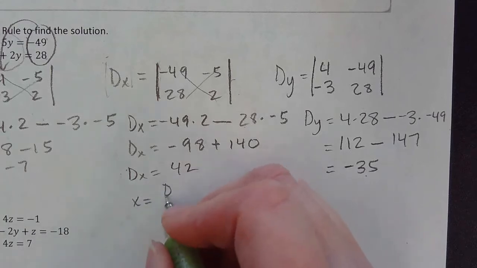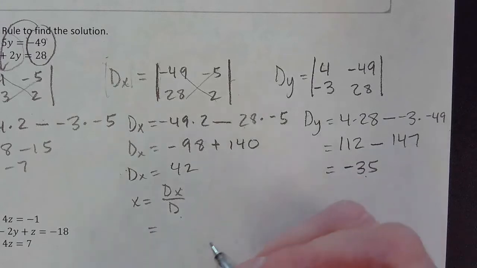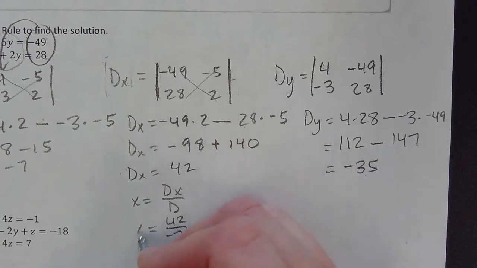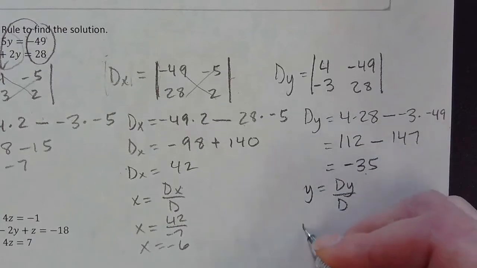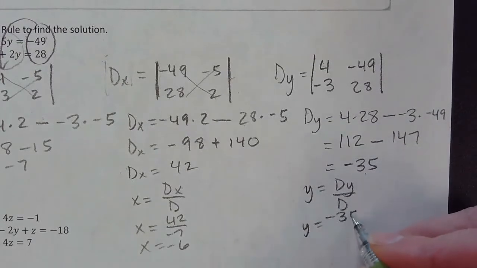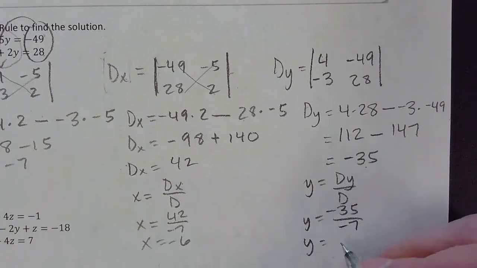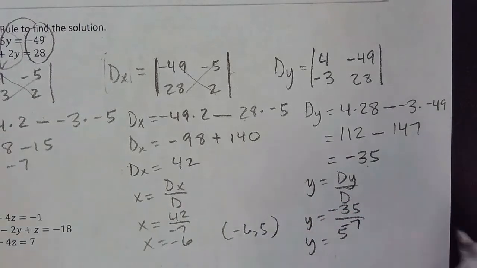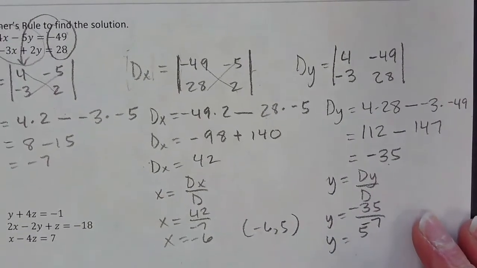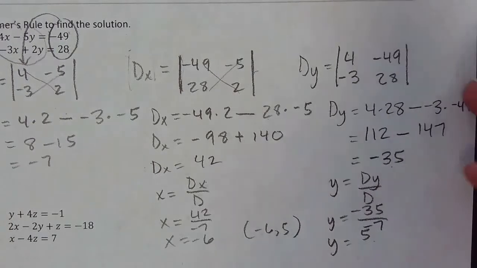So the way I get X is by doing dx over d, so my X determinant over just my original determinant. That's going to be 42 over negative 7, which is going to equal negative 6. And then my Y value is by doing dy over d. My Y determinant was negative 35, and my original determinant was negative 7. And so Y is going to be 5. So my answer is negative 6, 5, which, it's pretty cool the way it works out, but it is a completely inefficient way to solve a system of 2 equations. But we wanted to practice here before we move on, and we have 3 variables now.